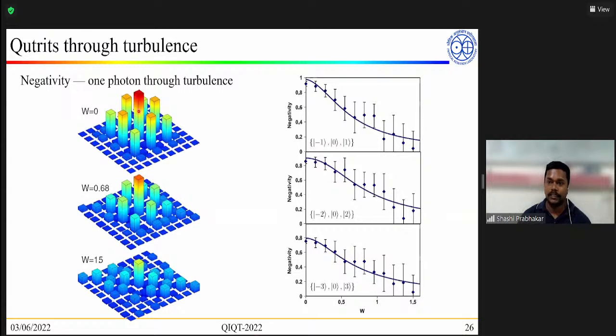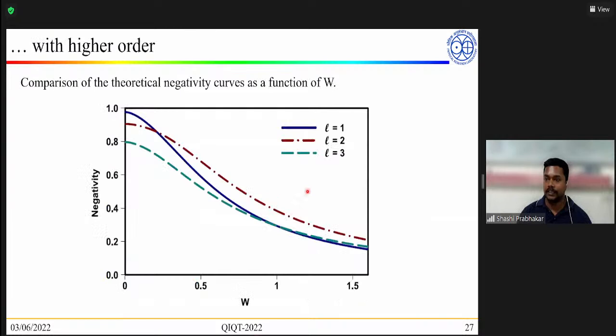This is one of the density matrices where there is no turbulence. These are the ideal modes that you can have for the qutrit. As you increase the turbulence, the modes scatter, and in the tomography measurements you get other peaks. And when you take the negativity, it varies in a trend. It decreases when you increase the turbulence. But this is not the main result. The main result actually comes here.